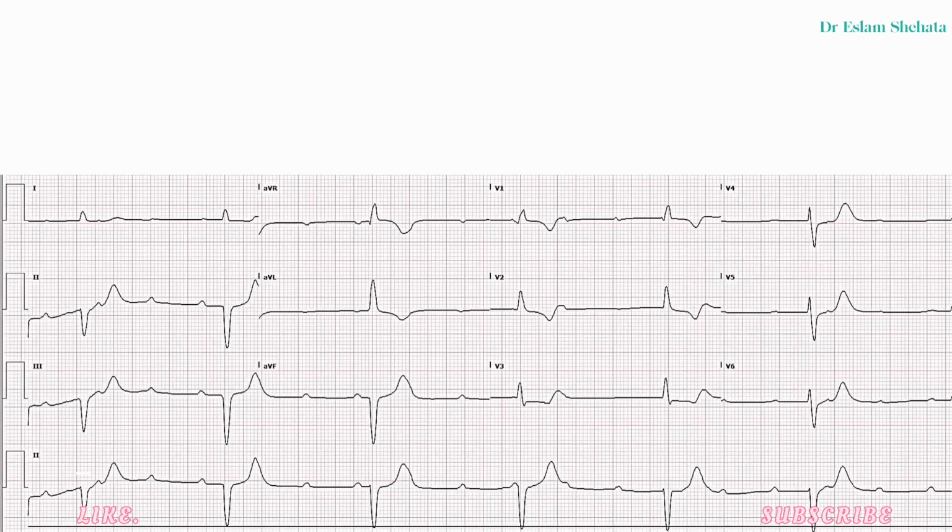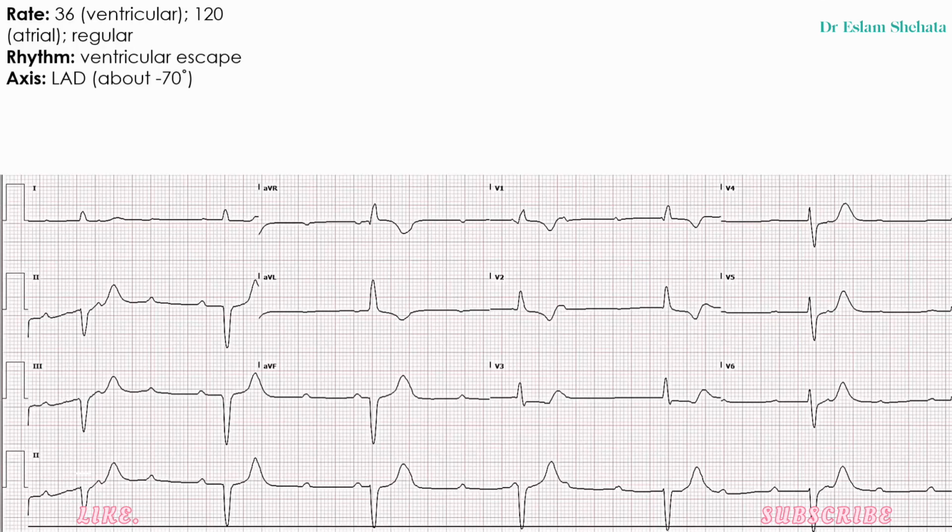Alright, here's another one. I'll get you to pause it about here, and I'll start to describe it. Alright, so we have a bradycardia, a ventricular rate of 36. And I say ventricular rate because looking at the QRS complexes, we've got 6 of them in the rhythm strip, so 36. But we can clearly see that there are more P waves than there are QRS complexes.